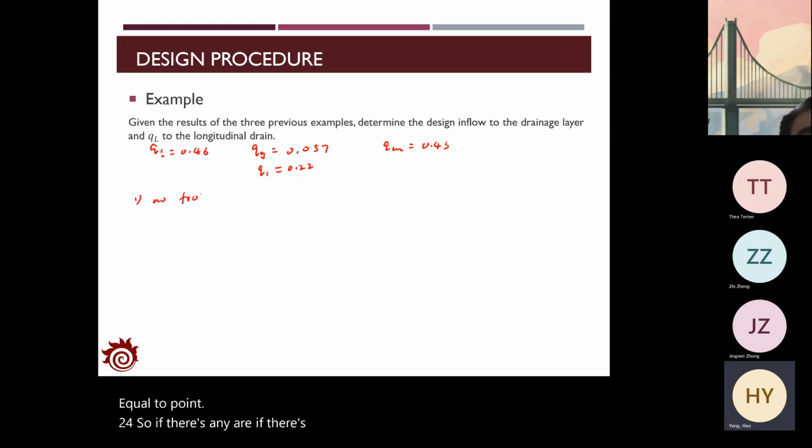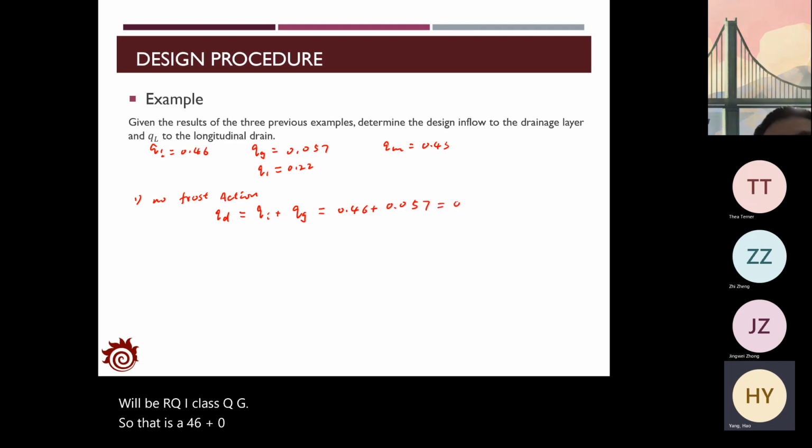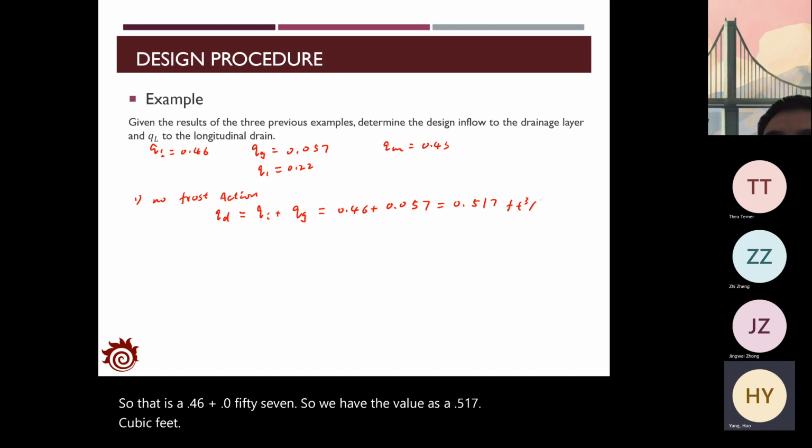So if there's no frost action, then the design inflow will be QI plus QG. So that is 0.46 plus 0.057. So we have the value as 0.517 cubic feet per day per square feet.